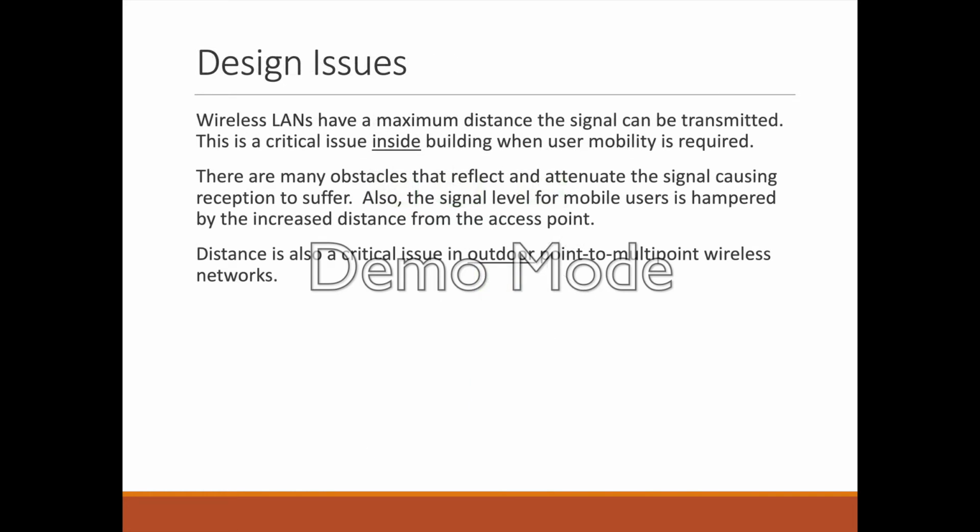Wireless LANs have a maximum distance that the signal can be transmitted. This is a critical issue inside a building when user mobility is required. There are many obstacles that reflect the signal, causing reception to suffer. Also, the signal level for mobile users is hampered by the increased distance from the access point. So distance is also a critical issue for outdoor point-to-point and multi-point wireless networks, and I've had that same problem.